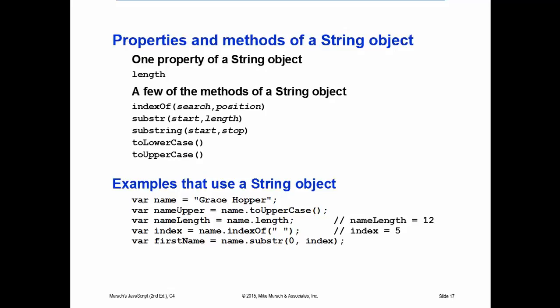The length property returns the number of characters in a string. The string object has a bunch of stuff that's associated with it.